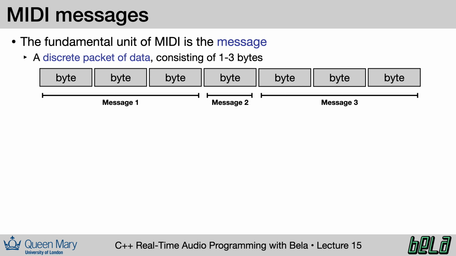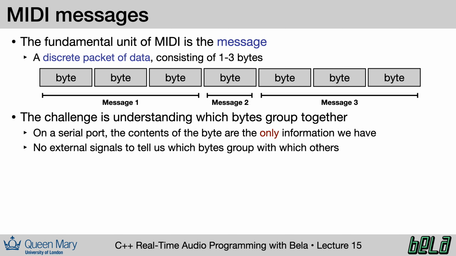The fundamental unit of MIDI is known as the message. A single MIDI message consists of a discrete packet of between 1 and 3 bytes of data. These messages are sent one after another over the transport, without any particular signposting between them. Therefore, the challenge with MIDI is understanding when one message ends and the next message begins. In other words, if we were to read our serial port, we would read a continuous stream of bytes, and this is the only information we have. Our challenge is to figure out which bytes group together into MIDI messages.